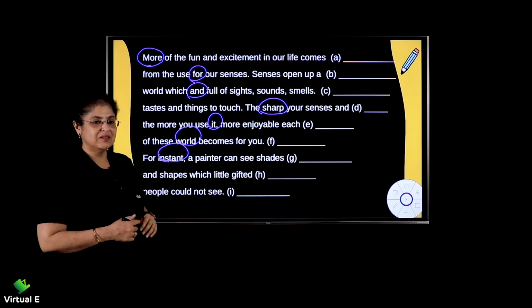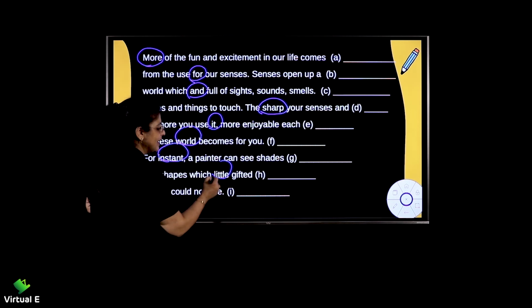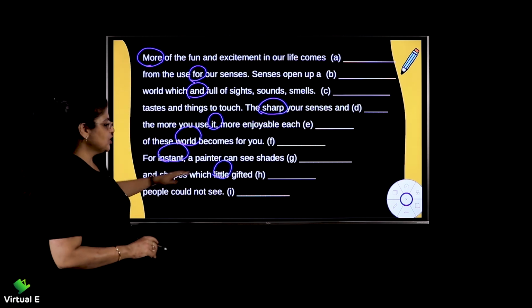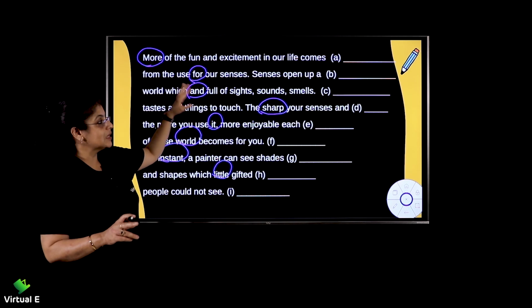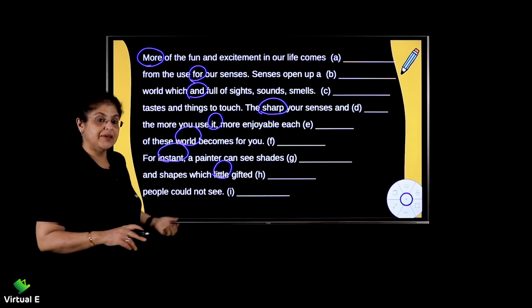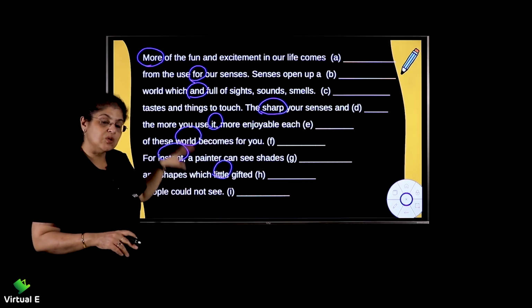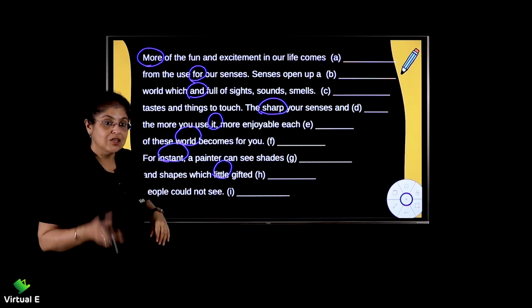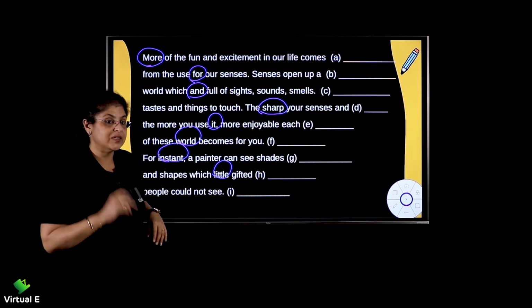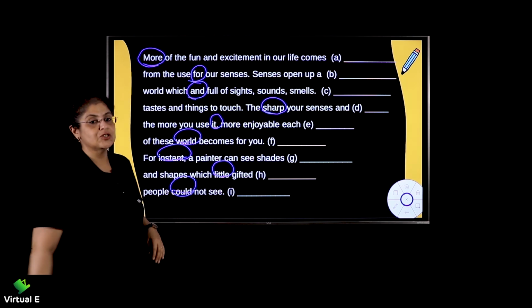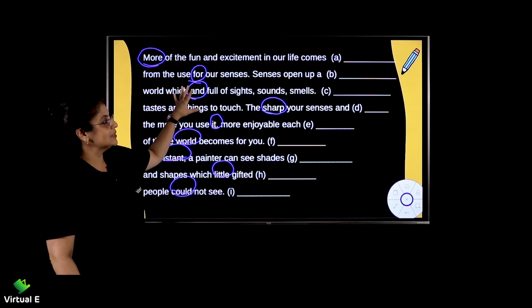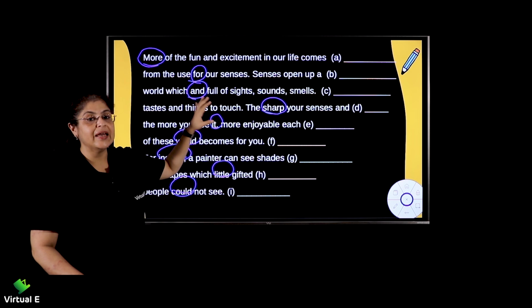Little gifted people? No, it is less gifted people, which less gifted people could not see. Now, this is something which is giving you information. So, can I use past tense? Is it an episode? Is it a scene? Is it a story? No, it is information. So, that always comes in our present tense. So, obviously, we will use can. We will not use could. So, you see, this is how you have to edit every sentence.